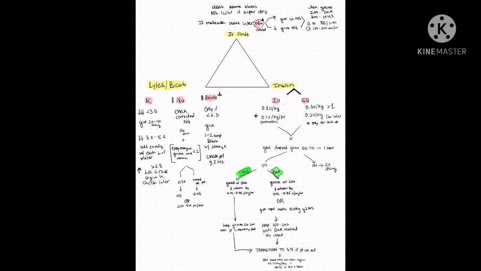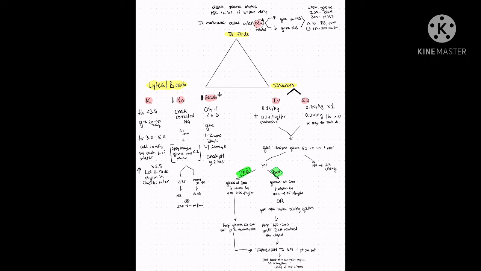If they're in that middle range, 3.5 to 5.5, you can usually get away with adding 20 to 40 milliequivalents in the IV fluids that you just chose. If they're hyperkalemic, you can usually hold off and not give any potassium, but with DKA patients, you check labs every 2 to 3 hours and just continue to assess the potassium as you go.